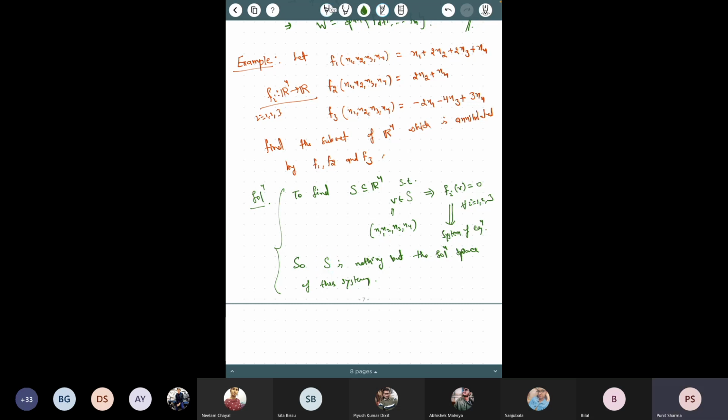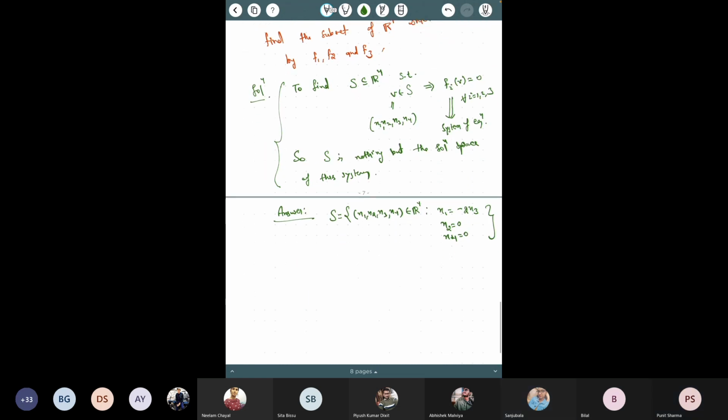Okay, so you can verify your answer. I'm giving you the answer here. You finish this and compare your answer with this. So S would be the set of (x1, x2, x3, x4) in R4 such that x1 is equal to minus 2x3, x2 equal to 0 and x4 equal to 0. This is your set. Okay, good.